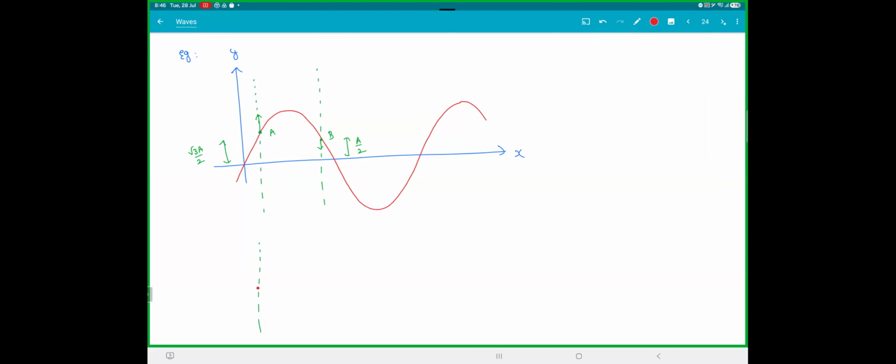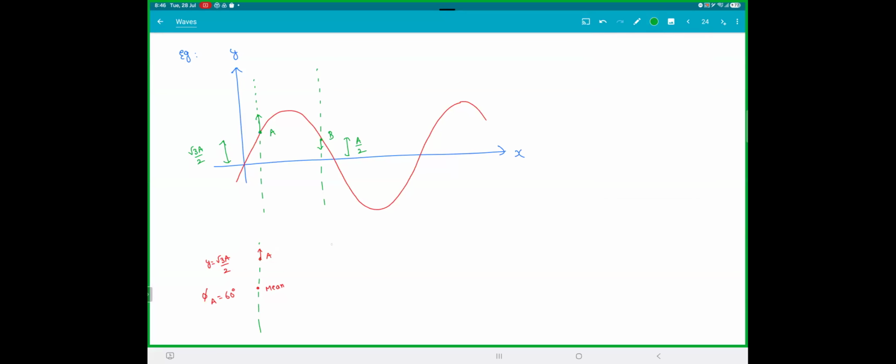So if you just look at the motion of A, for point A, this is the mean position. A is somewhere here, going up at a distance of root 3a by 2. Anyone remember what is the phase angle then? If you are away from the mean position and going to the extreme, and you're at root 3a by 2, then the phase angle of A is how much? 60 degrees? I hope you guys remember this. You should remember that sine theta equal to root 3 by 2 is 60 degrees.